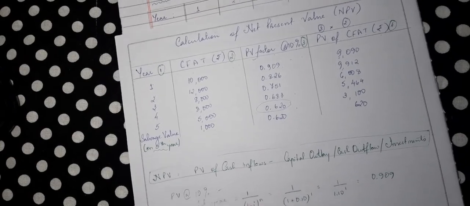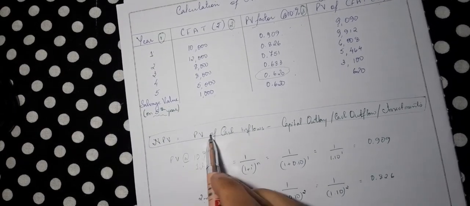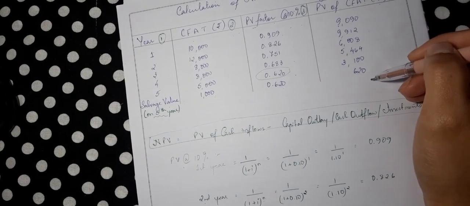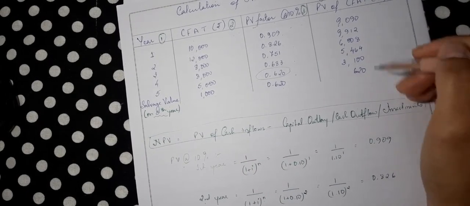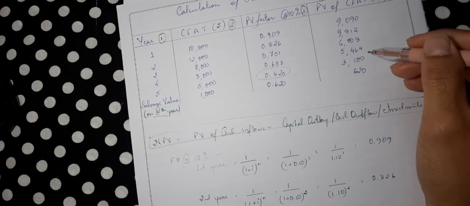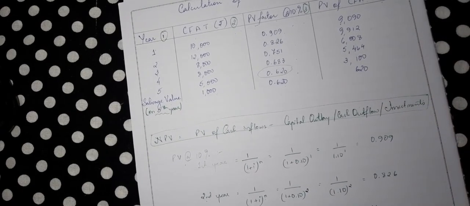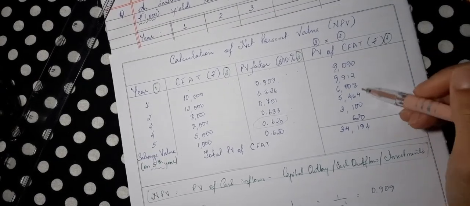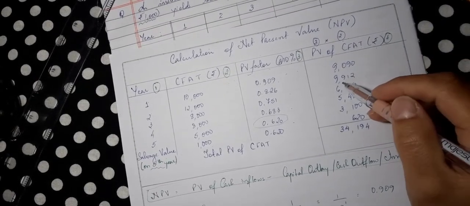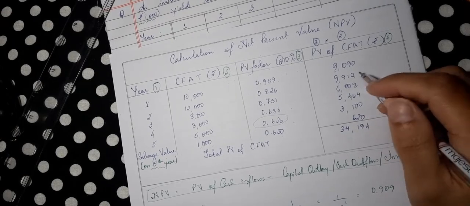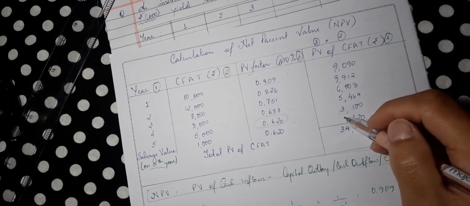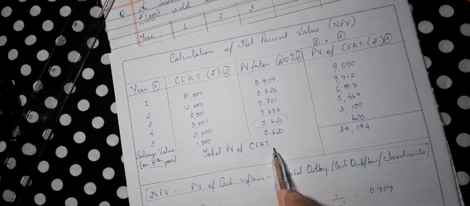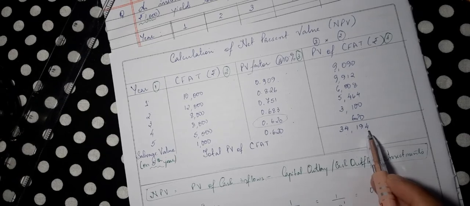So now the next thing for us to do, as per the formula, is present value of cash inflows, and since there are so many present values, we have to take their totals. So close down this row right here and then calculate the total of the present value of cash flows after tax. After calculating, the total of 9,090 plus 9,912 plus 6,008 plus 5,464 plus 3,100 plus 620, I'm getting the total present value of cash flows after tax to be rupees 34,194.